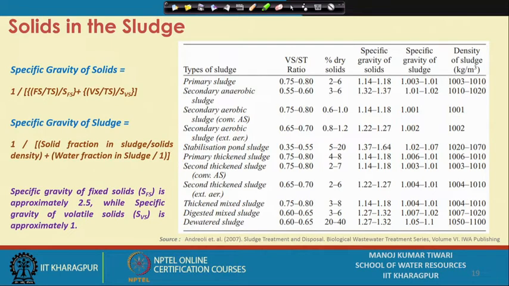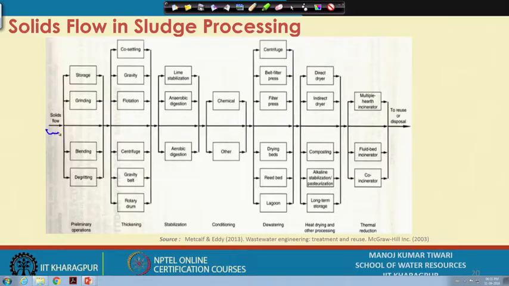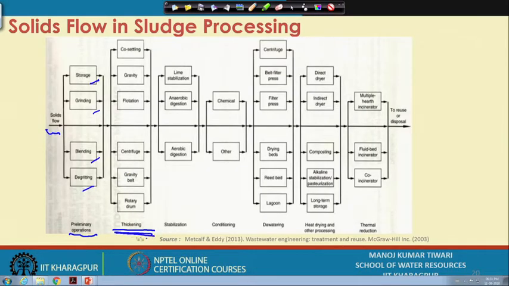Now, these solids are the ones which are processed, and as we discussed, there are a variety of processing steps. If we see the solid flow, how these solids flow in a typical sludge processing system, the solids first go to the preliminary operations, where we store, maybe grind, maybe blend, or go for degritting, removal of the grit and those things. Then the basic starting step is sludge thickening.